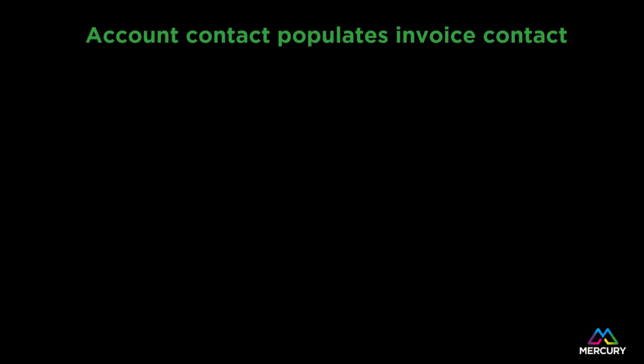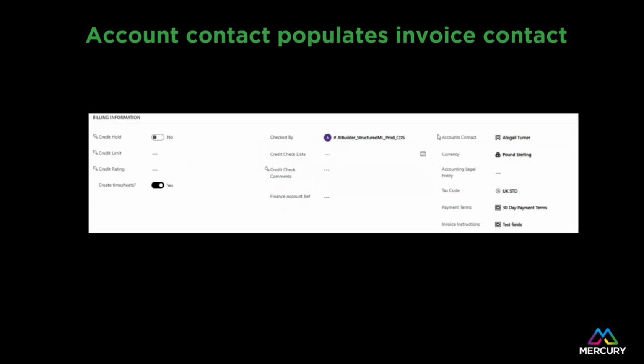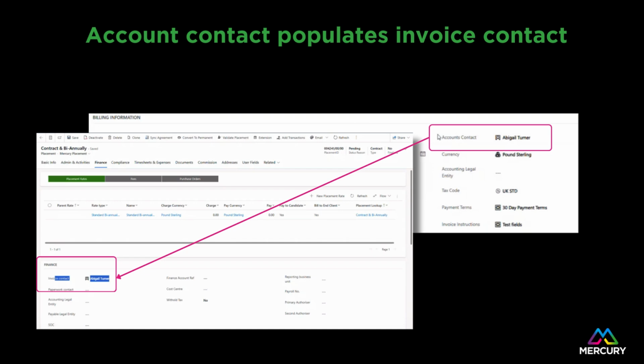Now, when you click the new button or when a shortlist is accepted, the account's contact will default as the invoice contact on associated placements. This will reduce the amount of data that you need to populate.